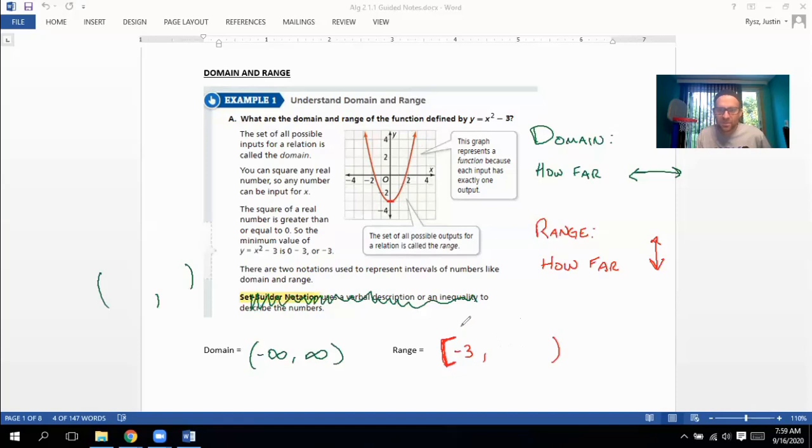So on the range, it's the lowest to the highest. Maybe we'll put that in here: lowest to highest. And then domain is the most left point to the most right point.